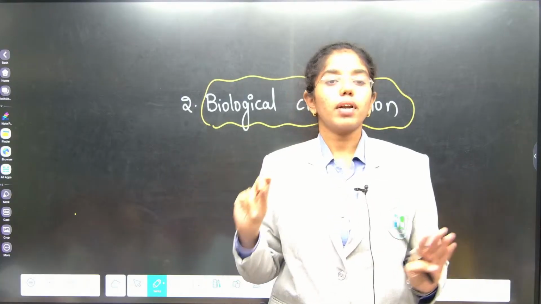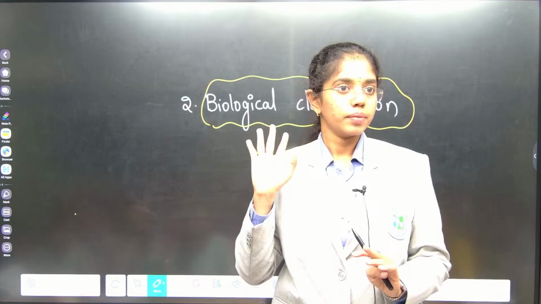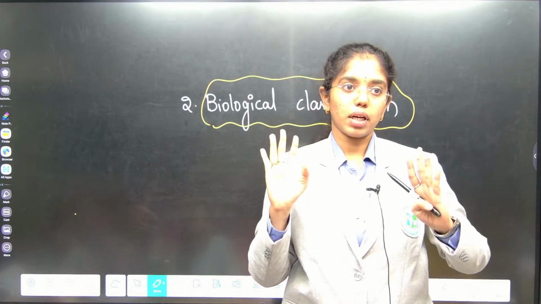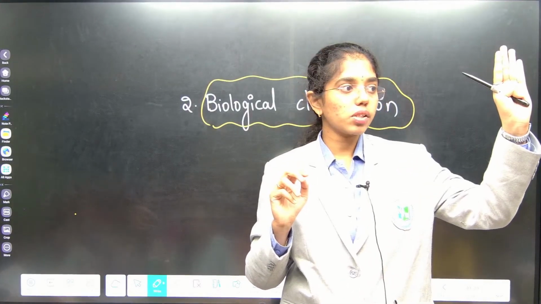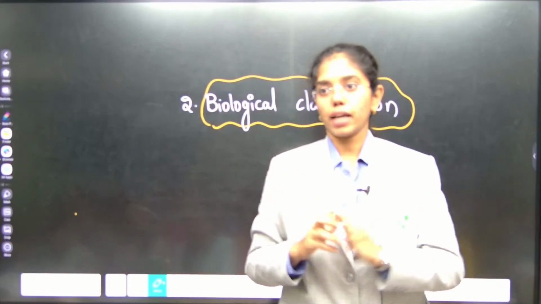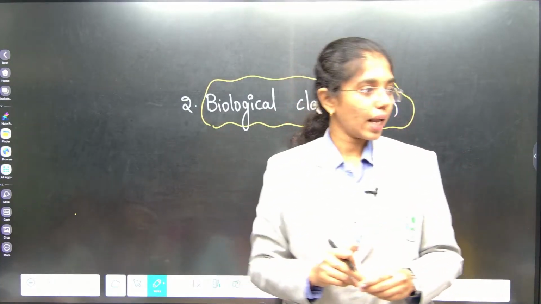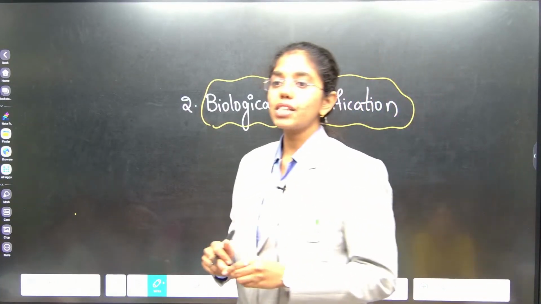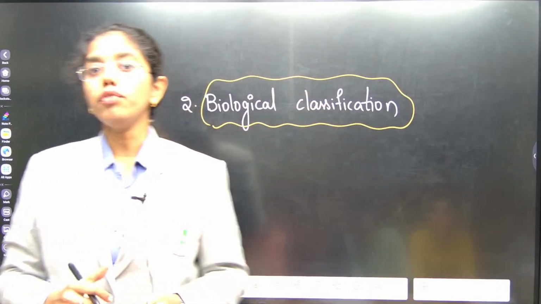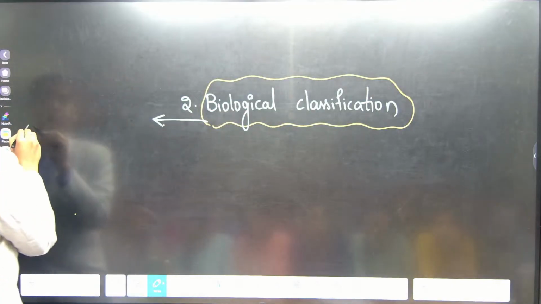That's it. For complete revision of living world, it should not be more than half an hour. 10 minutes, 10 minutes, 10 minutes. 10 minutes for defining characteristic features, 10 minutes for taxonomic categories, 10 minutes for taxonomic aids. That's all. And then biological classification. In biological classification, what are the contents you have to focus on? First is kingdom systems of classification.